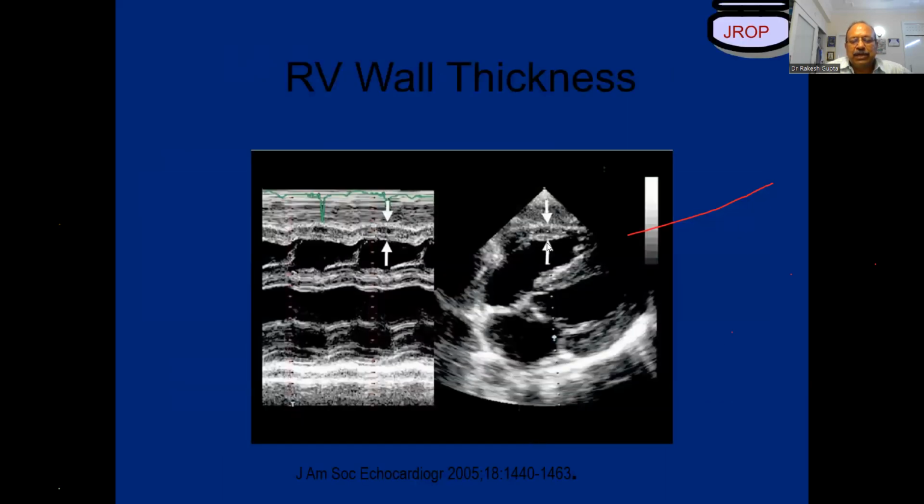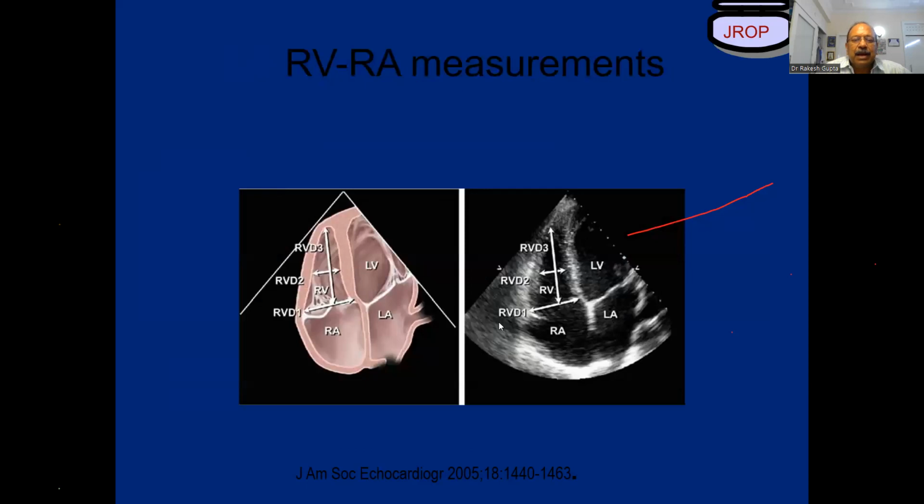RV wall thickness is measured during diastole at the level of tricuspid valve opening, and anything less than 5 millimeters is normal. RV dimensions: the RV is fully opened up at end diastole, when systole is about to begin, with the long axis at the level of the annulus and mid segment.